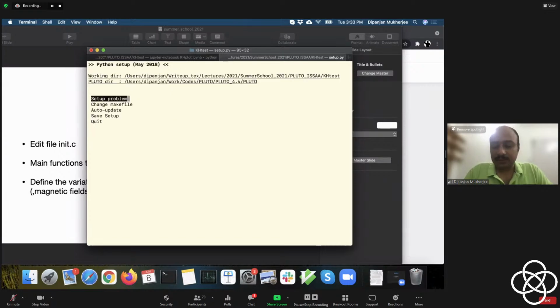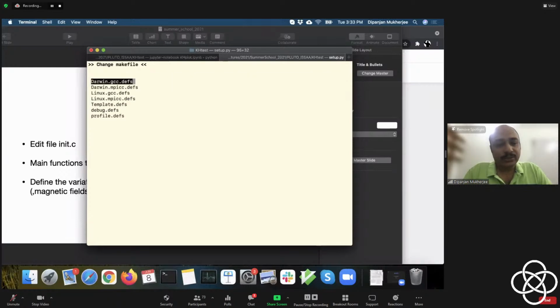And you are done. Then there is change makefile. So this lets you choose one of these options. Darwin is a list of compiler options useful for a MacBook. Linux GCC is one that I use for a simple demonstration like this. And this is for a GCC compiler on a single core processor. And Linux MPICC is compiler flags optimized for a large-scale MPI-based run.